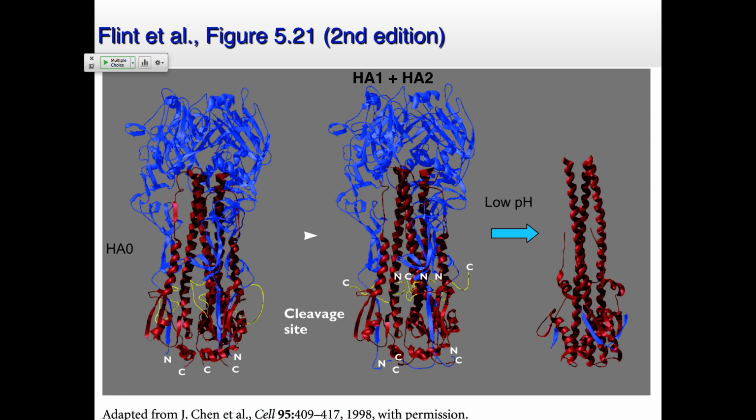Yeah? Is this the same thing that's happening when you have fusion on the plasma membrane from like an HIV? It's like the same kind of opening mechanism, but is it the same type of receptor?